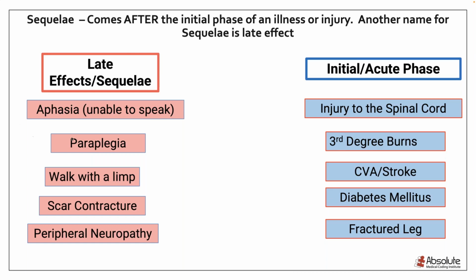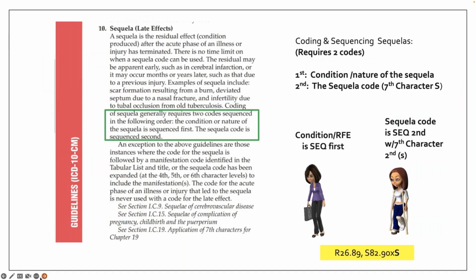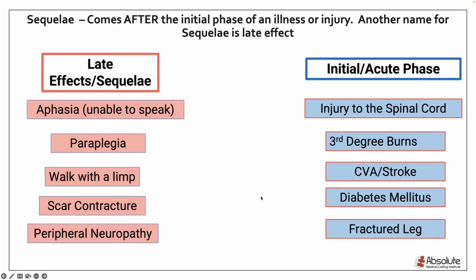All right? Okay, so I'm going to read the next one. You tell me what the acute phase could be. Paraplegia. Go ahead, type your answers in the chat. Outstanding. They're way ahead of me. They're saying injury to the spinal cord. Outstanding. All right, walk with a limp. What's the acute phase? Type your answer in the chat. Okay, there's your clue right there. Outstanding. A fractured leg. What about scar contracture? Yes. Third-degree burns can cause scar contracture. And finally, peripheral neuropathy. What can cause that, or what can go before peripheral neuropathy? That's right, diabetes mellitus.